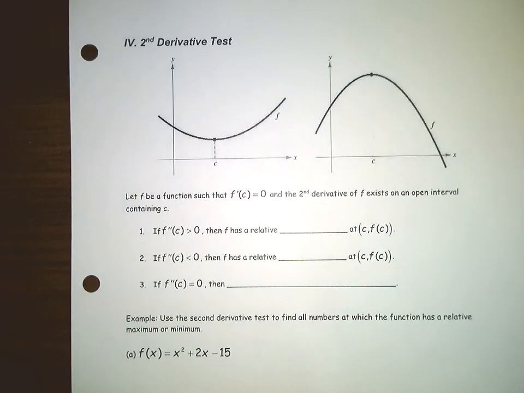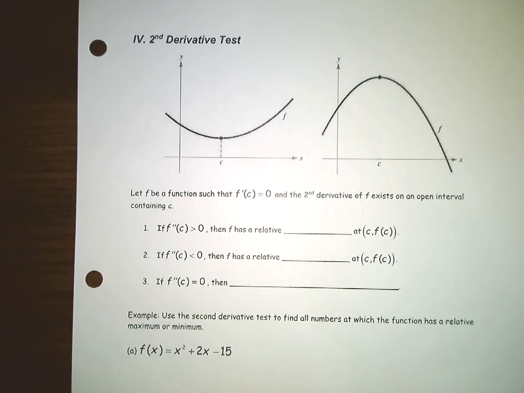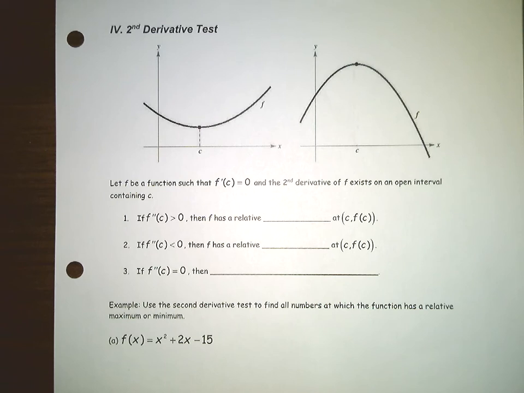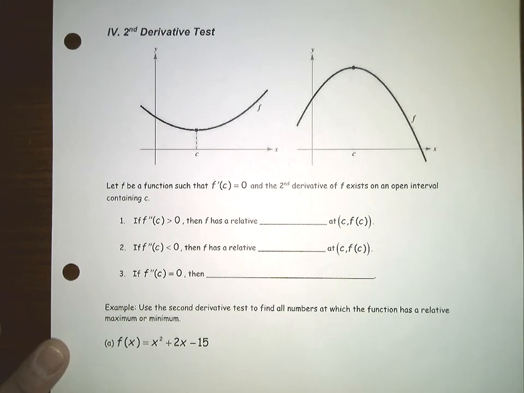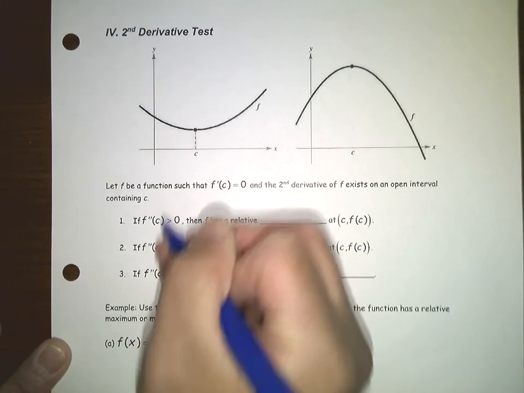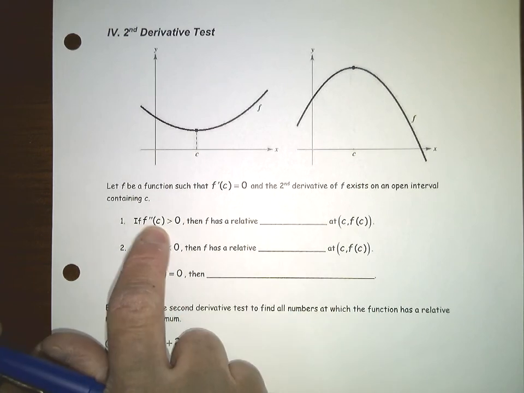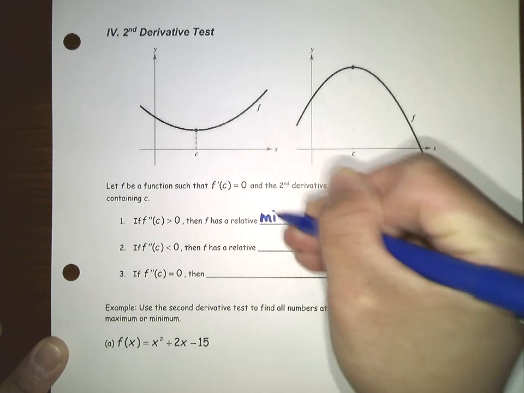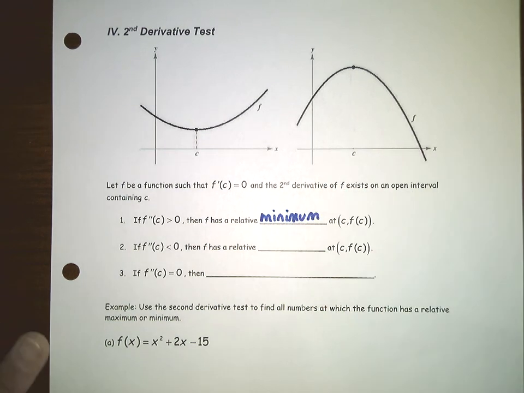All right, so now it's time for the second derivative test, and here we go. What is the second derivative test used for? Well, look at this here. If f is a function such that the first derivative at a point c is equal to 0, and the second derivative of f exists on an open interval containing c, then if the second derivative at c is greater than 0, then f has a relative minimum at c, f of c.